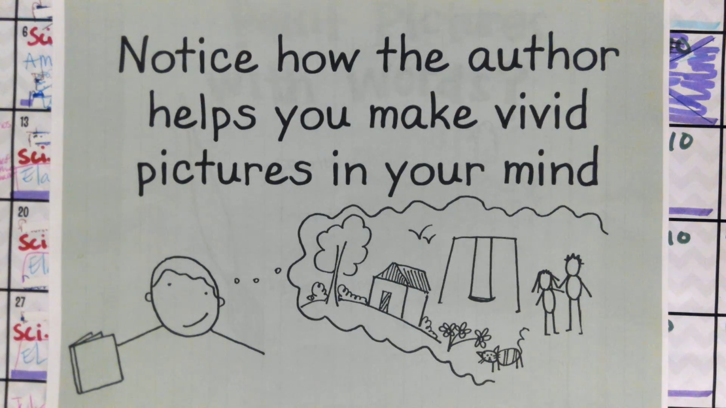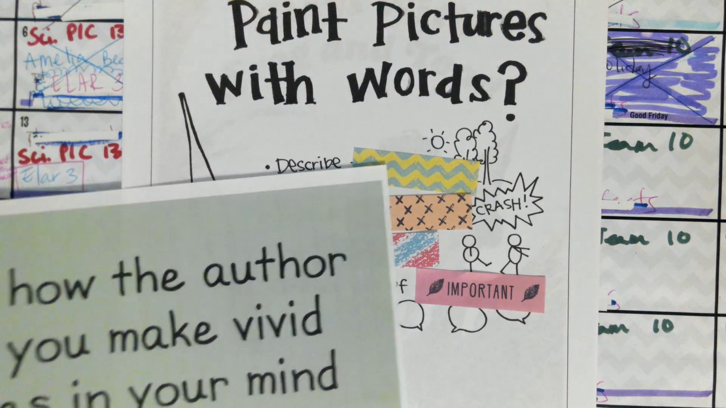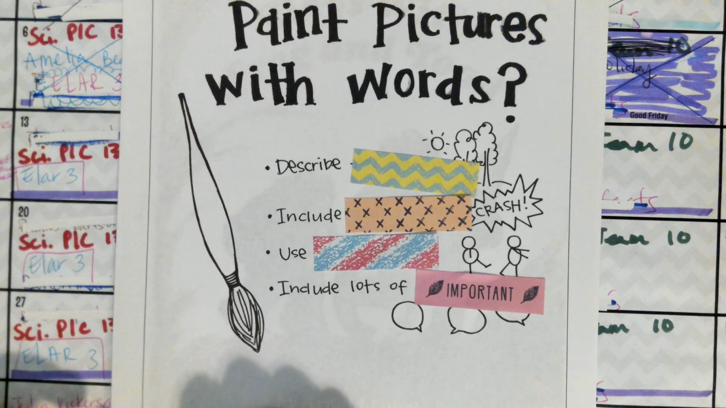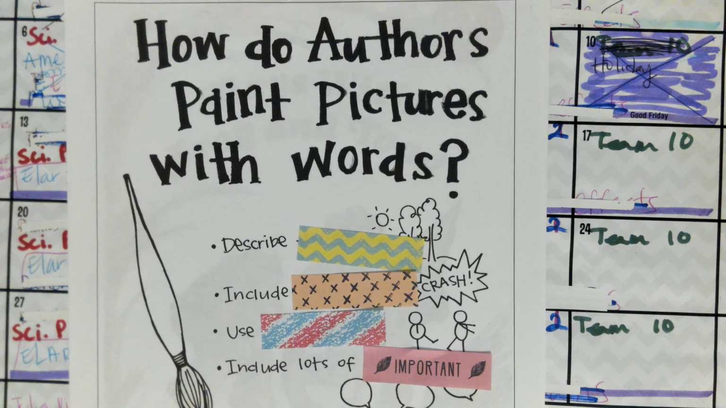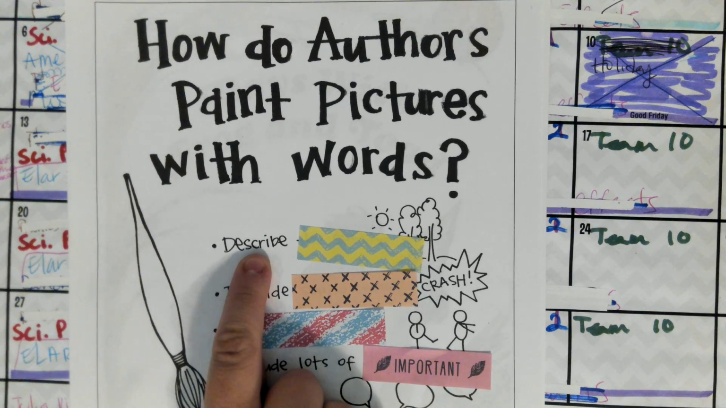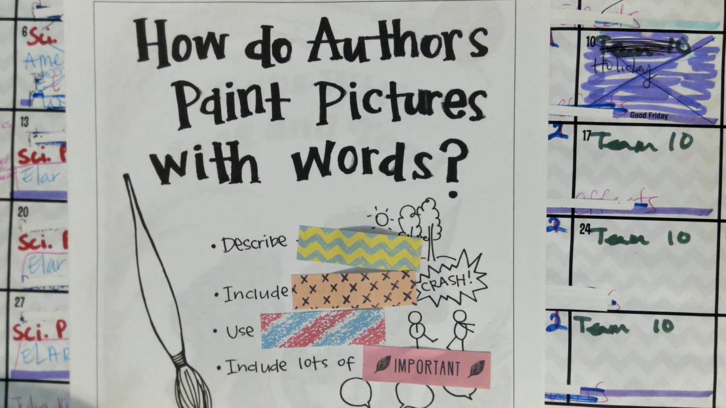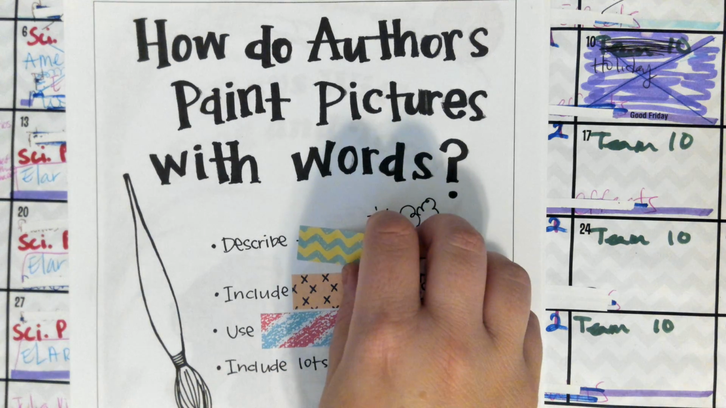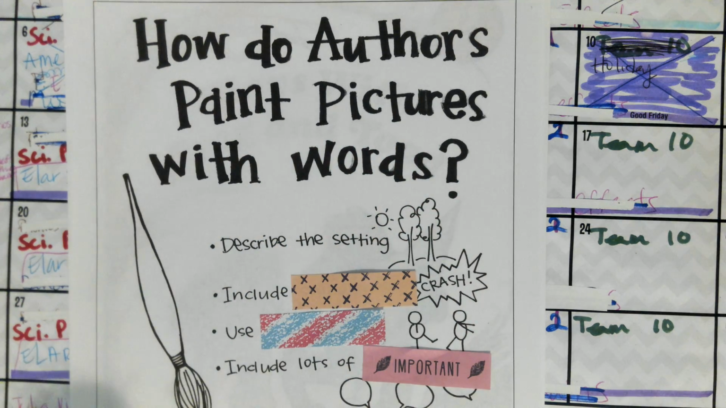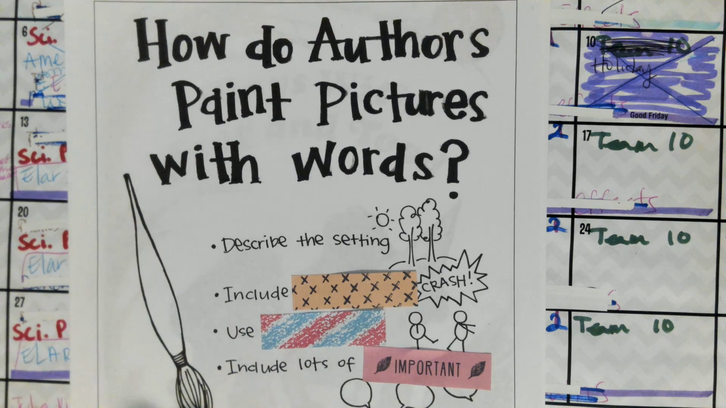So what authors do is they use some tricks. So let's take a look. How do authors paint pictures with their words? Let's think about this for a second. How do authors paint pictures with their words? Okay? One way is to describe what? What is this when we see stuff? Describe the setting. You are so right. They can describe the setting.